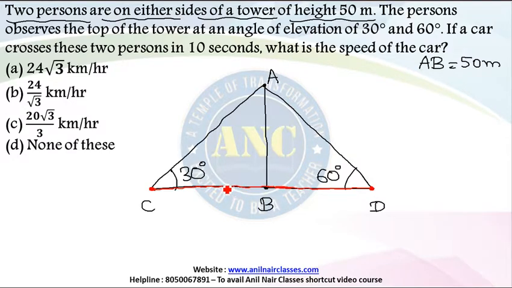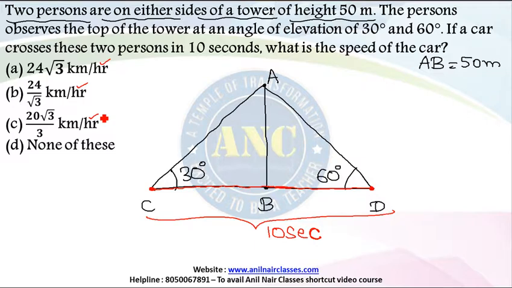Now how much time is taken to cross from C to D? They are saying it takes 10 seconds according to the question. What is the speed of the car? Now first of all, the time is given in seconds, but the answer options are given in terms of hours. That second to hour conversion we will do at the end. That is point number one.